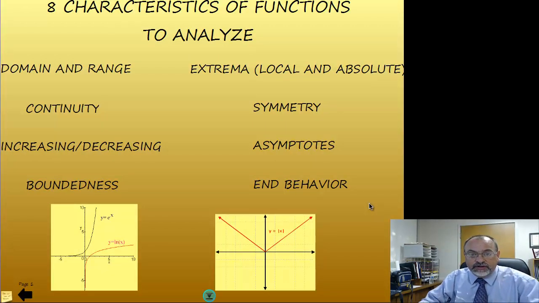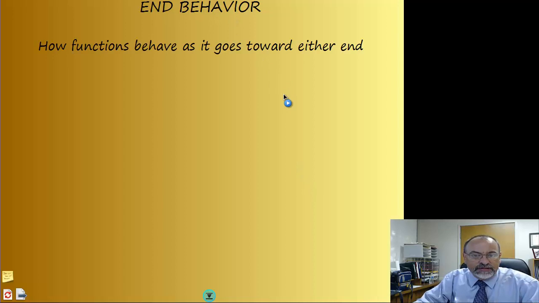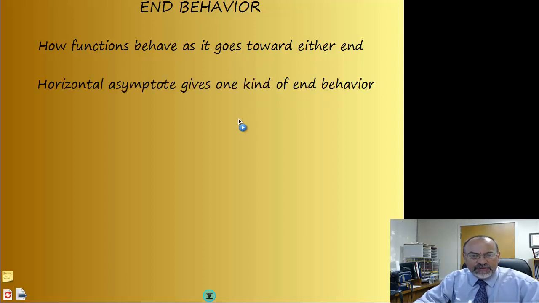Okay, Chapter 1, Lesson 2, Pre-Calculus, looking at the characteristics of functions. Going to look at the last characteristic that we're going to look at when we're analyzing functions, and that's called the end behavior. The end behavior is looking at how the function behaves as it goes towards either end. In other words, as it goes out towards positive infinity, what's happening out there. As it goes down towards negative infinity, what's happening out there. This is the end behavior.